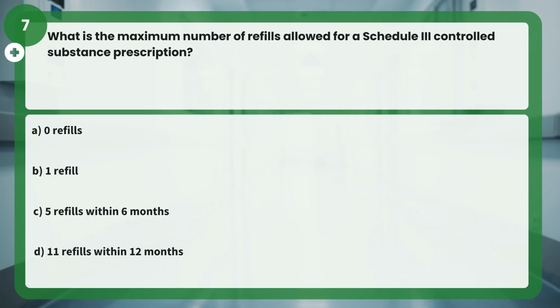Question 7. What is the maximum number of refills allowed for a Schedule III controlled substance prescription? A. 0 refills. B. 1 refill. C. 5 refills within 6 months. D. 11 refills within 12 months.